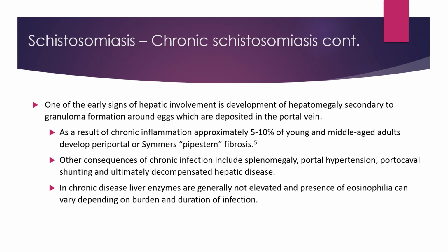As a result of the chronic inflammation, about 5 to 10% of young and middle-aged adults actually develop something described as Symmers' pipestem fibrosis or a periportal fibrosis. Other consequences of chronic infection are splenomegaly, portal hypertension, portocaval shunting, and in the worst case, unfortunately, decompensated hepatic disease. And in chronic disease, liver enzymes are often not particularly elevated, and the presence of eosinophilia can depend on the burden and duration of infection.